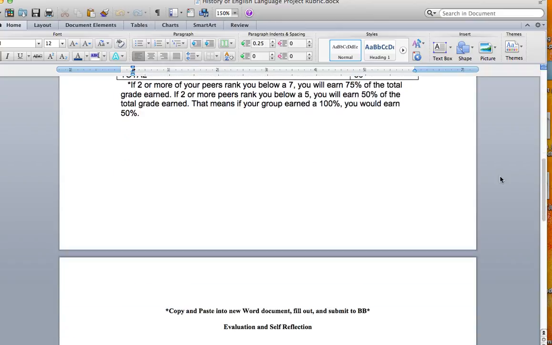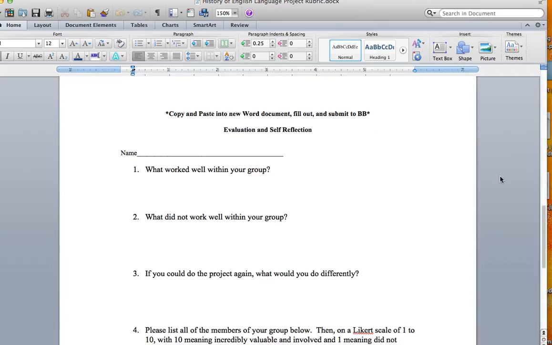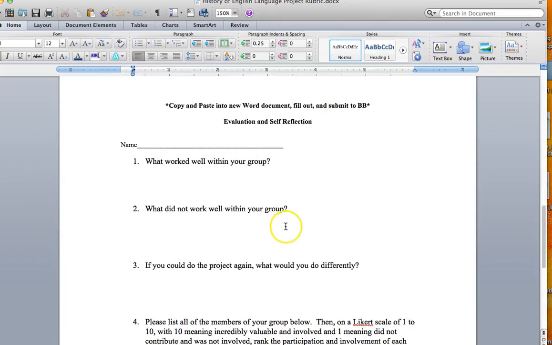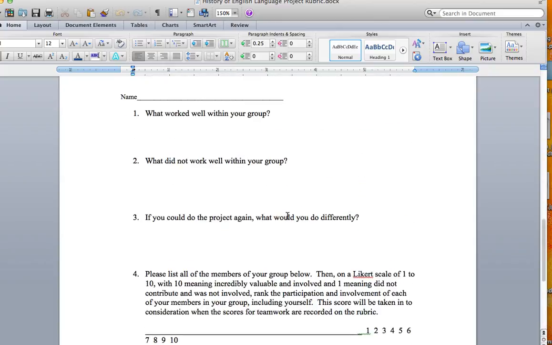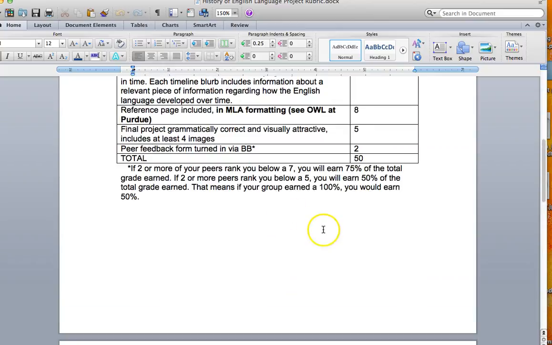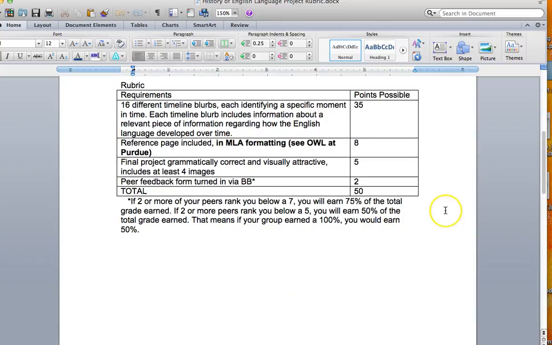You are also going to submit an evaluation and self-reflection for your group. You're going to copy and paste this into a new Word document, fill it out, and submit it to Blackboard to me. If 2 or more of your peers rank you below a 7, you'll earn 75% of the total grade earned. If 2 or more peers rank you below 5, you'll earn 50% of the total grade earned. That means if your group earned 100, you will earn 50%.